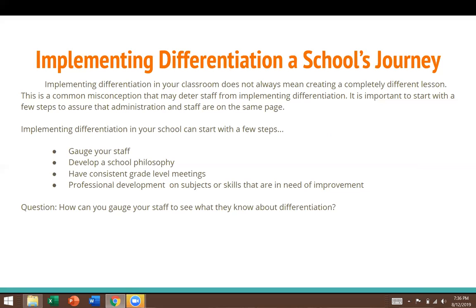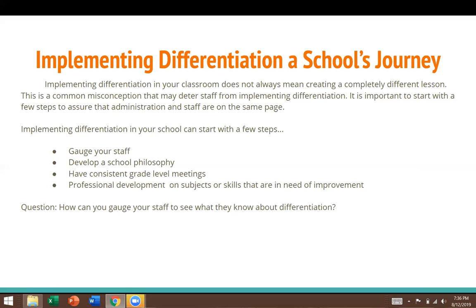Have consistent grade level meetings. Having grade level meetings will allow for time to discuss certain misconceptions students may have about curriculum and certain skills. It will also allow time to analyze data and develop ways to differentiate lessons based on student need. And lastly, have professional development on subjects or skills that are in need of improvement.